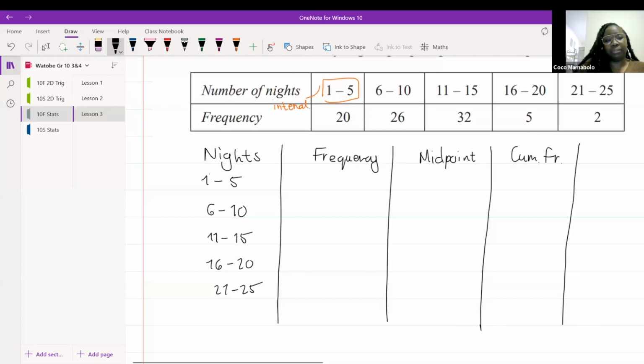Naledi, what's up, my sweetie? Yes, Alexander, 100%. We're doing midpoint times frequency. That's how we get cumulative frequency. So that's going to be mid times frequency.